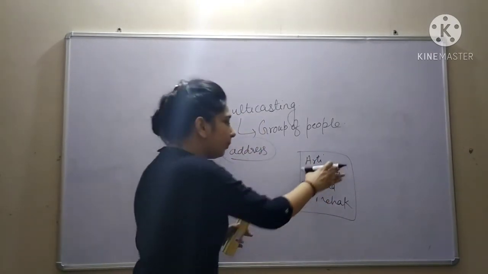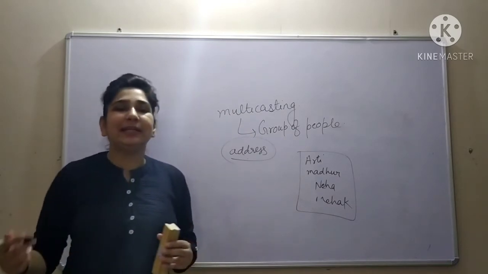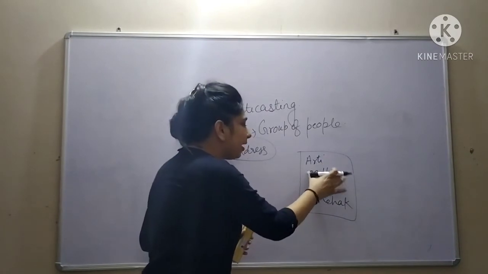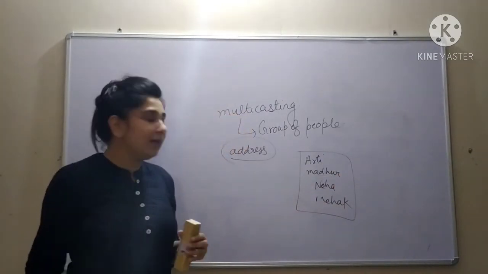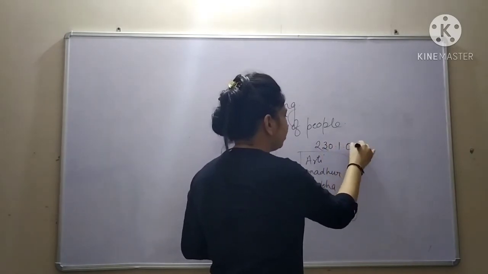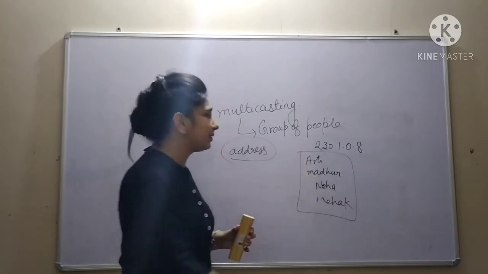This group also has an IP address. Each and every multicasting group is assigned an IP address. Let's suppose the IP address we take is 230.1.0.8. So this is a multicasting address.